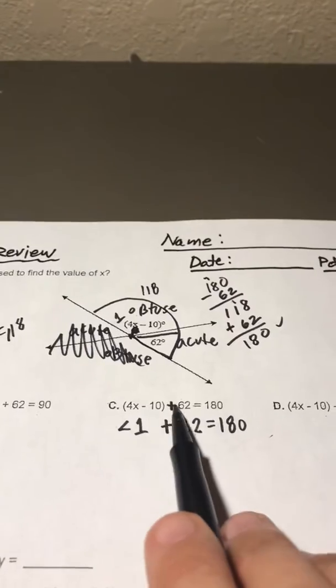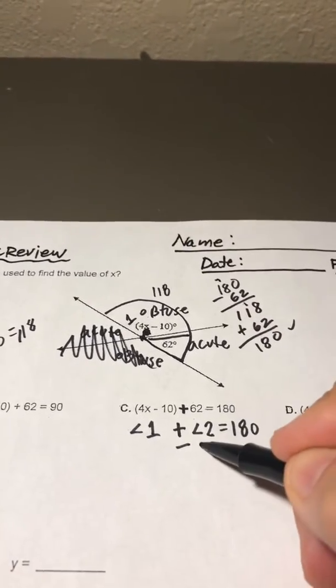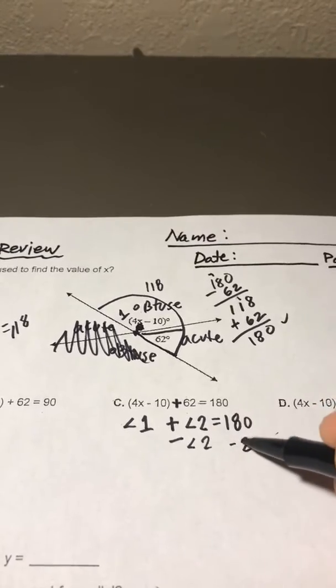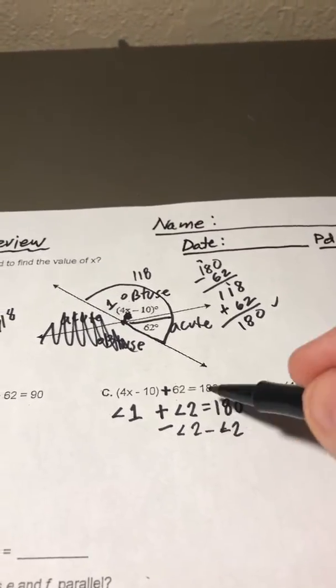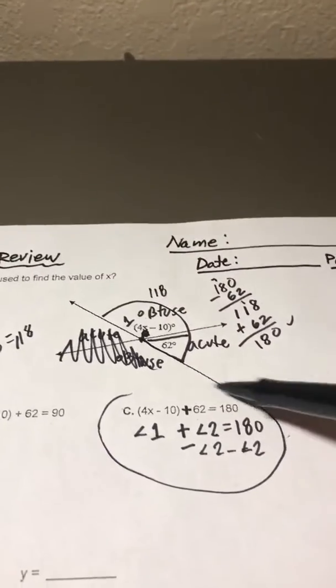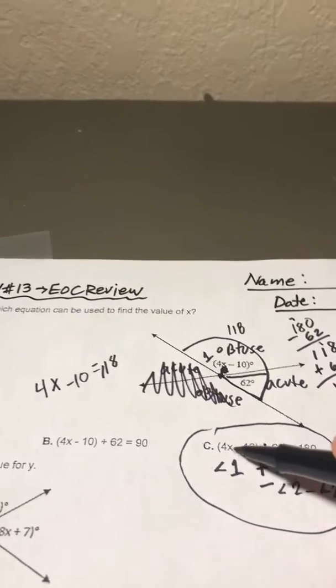And then to solve for it, which is exactly what I did, I subtracted angle 2 on both sides. That's exactly what I did. Is that making sense? So here is my answer. Okay, and this also makes sense.